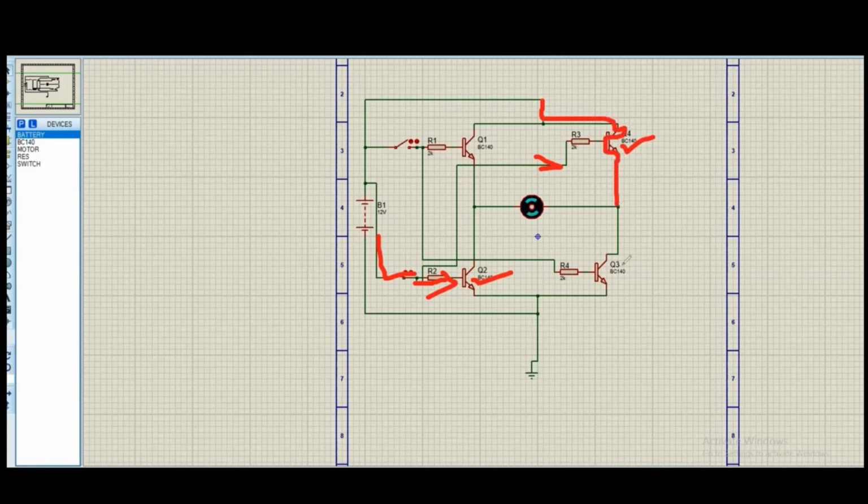Here it has two ways. This transistor is off, so it will behave as an open circuit. The current will follow this path, and when it comes here, it sees a ground. As this transistor is on, it will follow this path and get grounded, and the direction of this motor is opposite now. And this transistor is also behaving as an open circuit, so current will not follow this path.